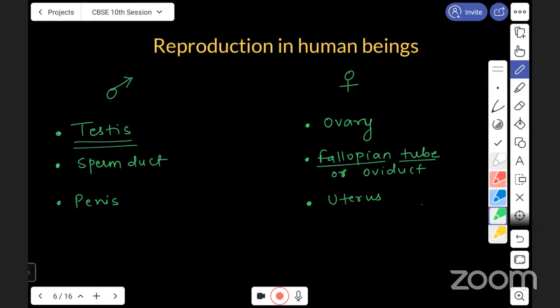So you have to know about the sexually transmitted diseases. There are certain bacterial and viral diseases, right? Bacterial diseases like syphilis, gonorrhea, and viral diseases like AIDS, and genital warts, herpes, right? These are transferred during sexual intercourse, and that is why they are called sexually transmitted diseases, STDs, or sexually transmitted infections, that is STIs.